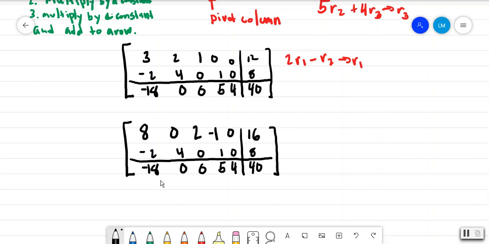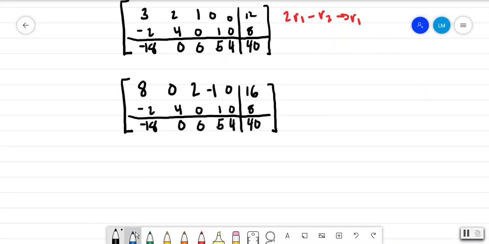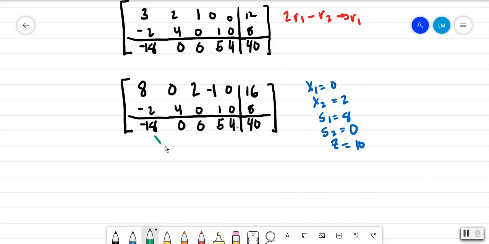So we go ahead and look at this. Right now, x1 is equal to 0, x2 is equal to 2, s1 is equal to 8, and s2 is equal to 0. And then z is equal to, well, 4z equals 40, so that means it's equal to 10. But this is not the optimal solution, because there's still a negative indicator.